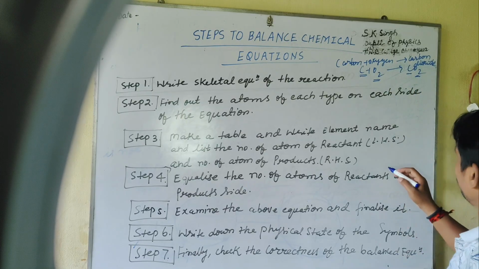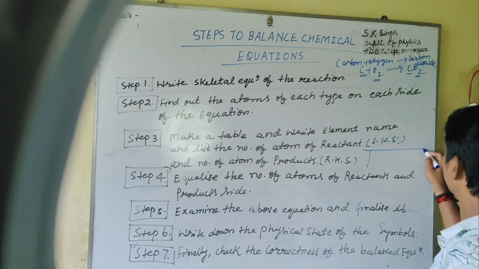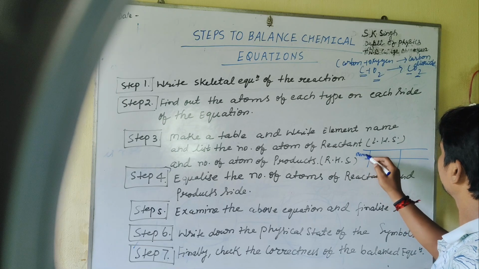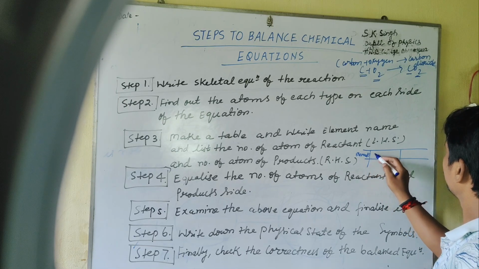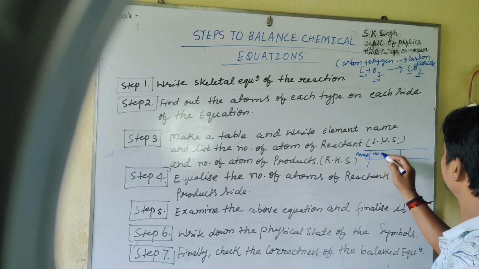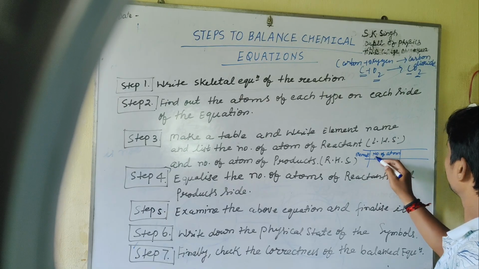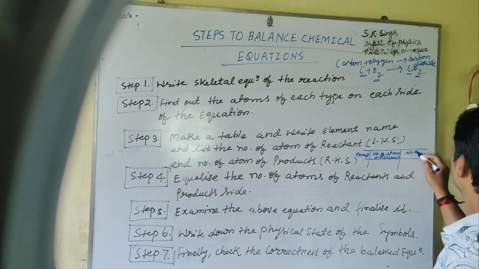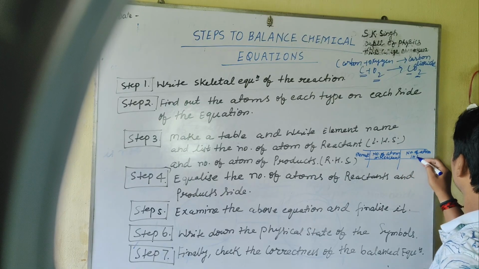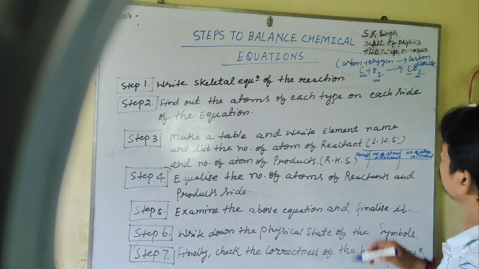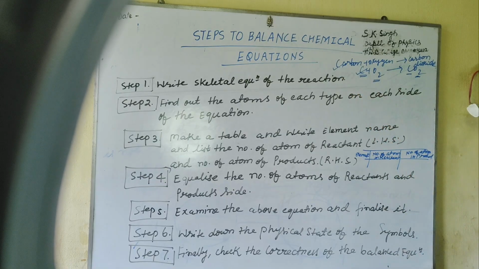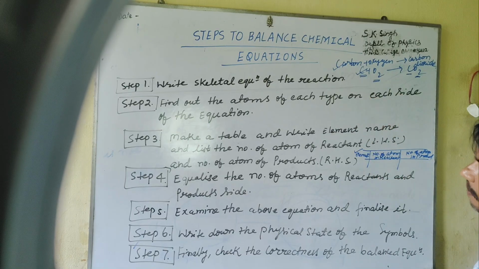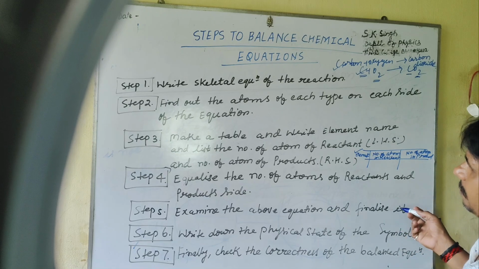After that, make a table. You can draw the table like this: Element, number of atoms in reactant, number of atoms in product. This is the first step, this is the second step, and this is the third step. After that, you can count the number of atoms.